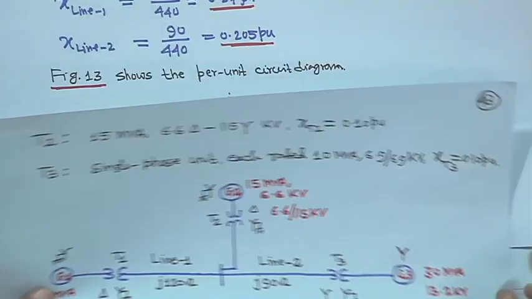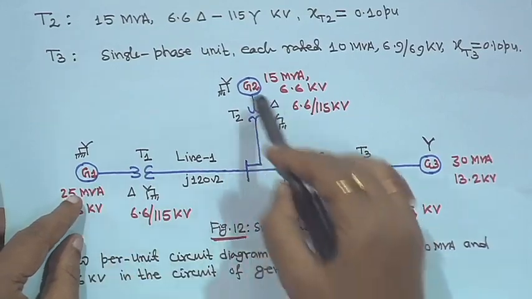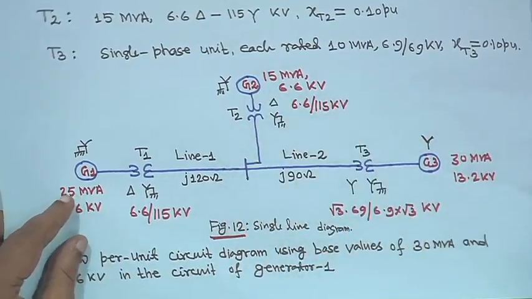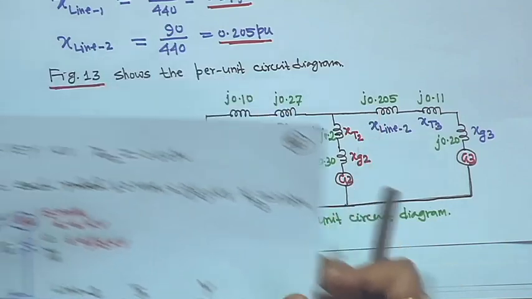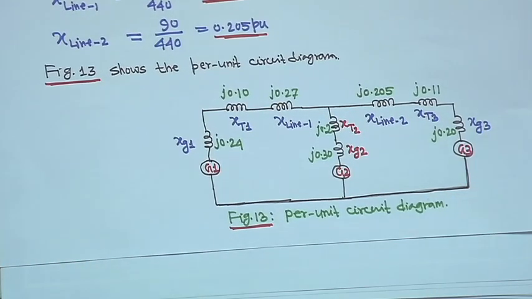So this is the per unit circuit diagram. G1 is here, and G2 and G3 are in parallel. So this is the per unit diagram. I hope you have understood this.